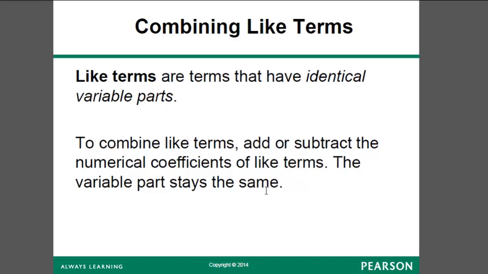When I talk about combining like terms, like terms are terms that have identical variable parts, meaning they each have an x, each have a p, each have a y. To combine like terms, you add or subtract the numerical coefficient, or the number, in front, and the variable part stays the same. The letter stays the same, in other words. So whenever I say combine like terms, I want to add or subtract the number part of it, and I want to leave the letter part of it only if the letter part is exactly the same.